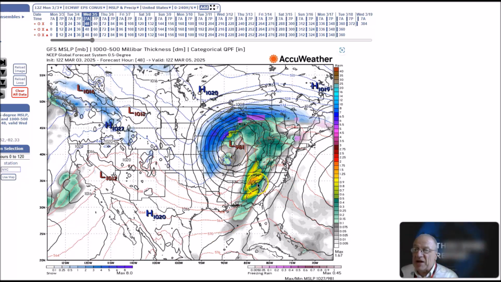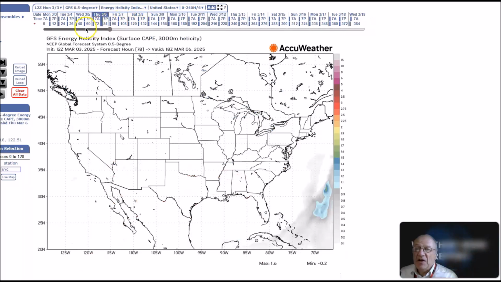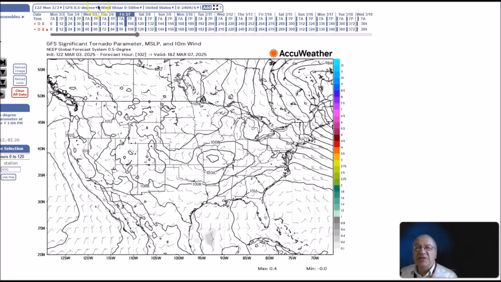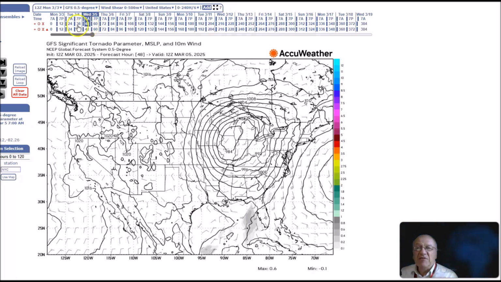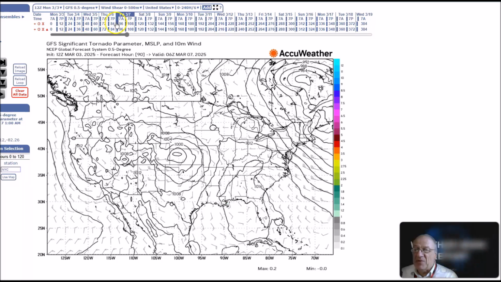So here's snow on the backside. Here's rain storms here. And we'll look at the helicity, the amount of energy in the atmosphere for storms. So it doesn't show much there until it gets offshore, so it looks like the threat might be low. We'll have some severe weather here into the southeast. Another thing we're going to look at here is the significant tornado parameters, and we look like we don't have it here right now.